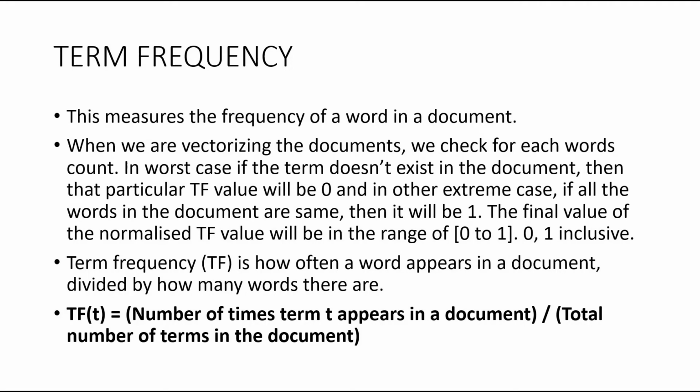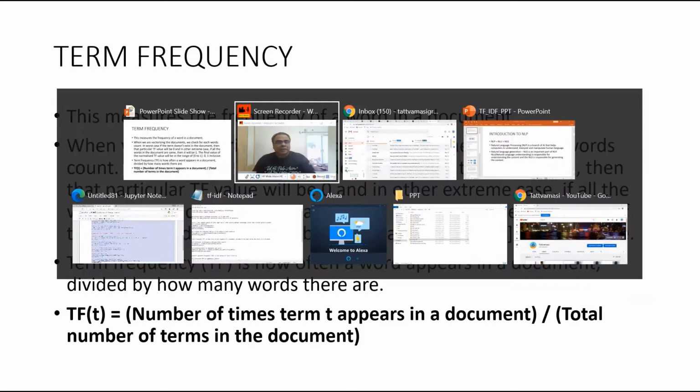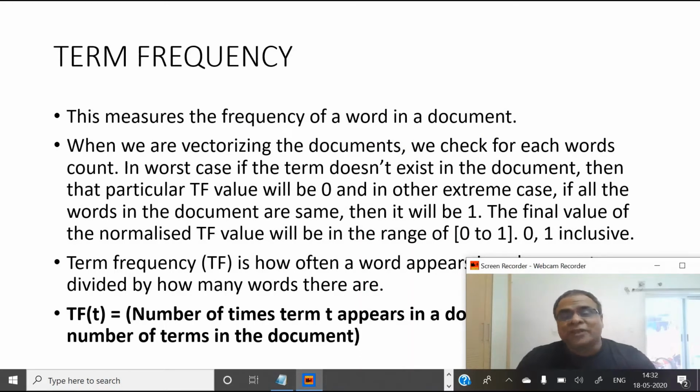Let's try to understand term frequency. This is very simple. Term frequency measures the frequency of a word in a document. When we are vectorizing the documents, we check each word's count. In the worst case, if the term doesn't exist in the document, then that TF value will be 0, and in the other extreme case, if all the words in the document are the same, then it will be 1. The final normalized TF value will be in the range of 0 to 1.